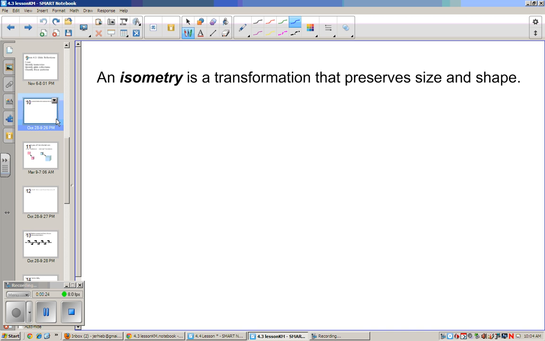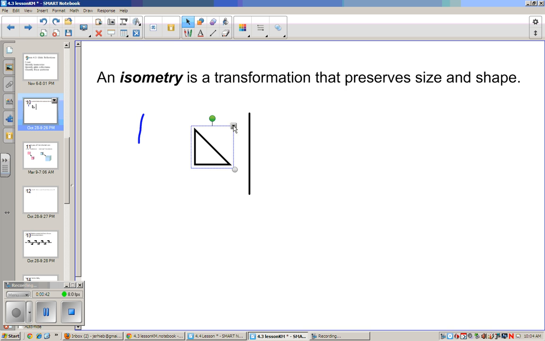An isometry is a transformation that preserves size and shape. So if I create a triangle, and I reflect it over a line, that's what I would end up with. So a reflection, the question is, is it an isometry? And the answer will be yes, it is, because it preserves the size and shape. The triangles are still the exact same size, and they're still both triangles, so it maintains shape.